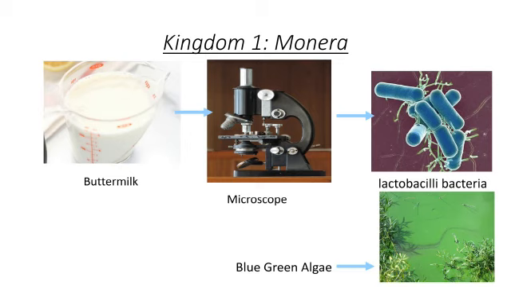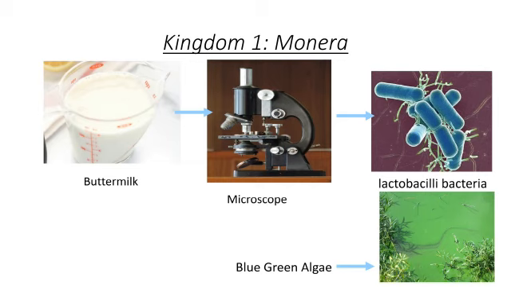Take a small drop of curd or buttermilk on a clean glass slide, dilute it with a little water, and carefully keep a cover slip and observe it under high power of compound microscope. What did you see? Moving small rod-like microbes are lactobacilli bacteria. All types of bacteria and blue-green algae are included in the kingdom Monera.